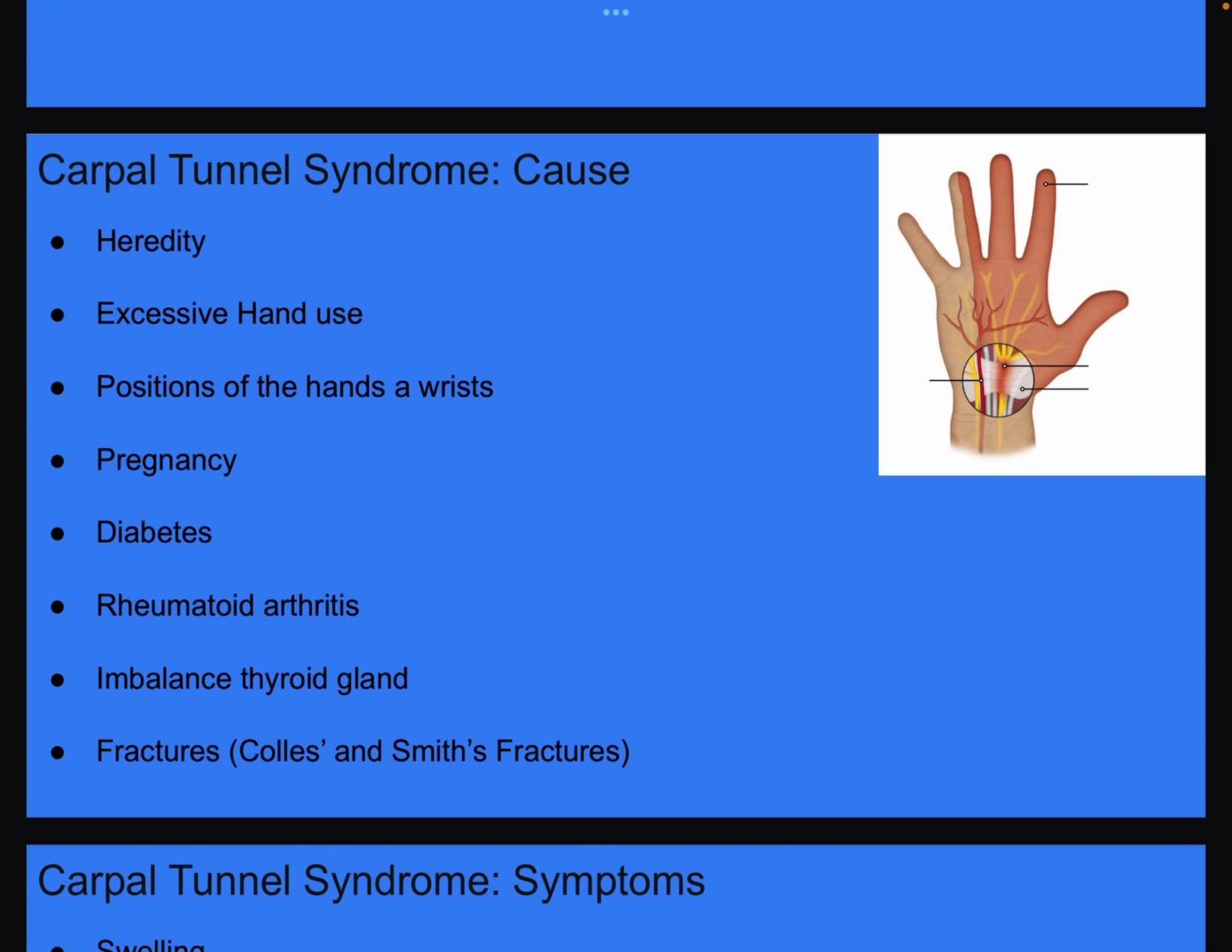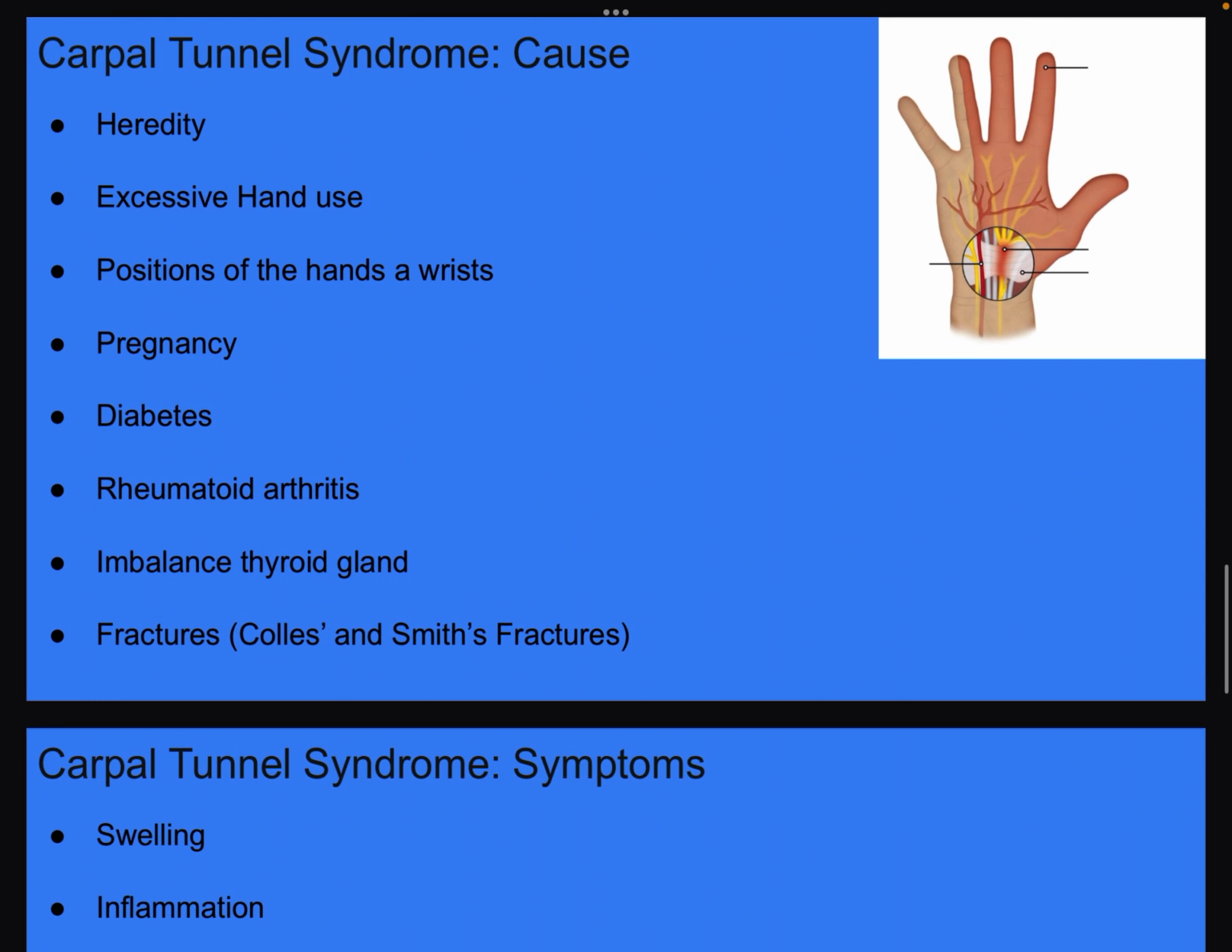An imbalance in the thyroid gland, so the endocrine system, can be off balance, which can cause a lot of your body to shut down. But mainly in this context of carpal tunnel syndrome, the thyroid gland can cause that. As you can see, carpal tunnel syndrome. And next, like I said before, there is a connection between the fractures and carpal tunnel.